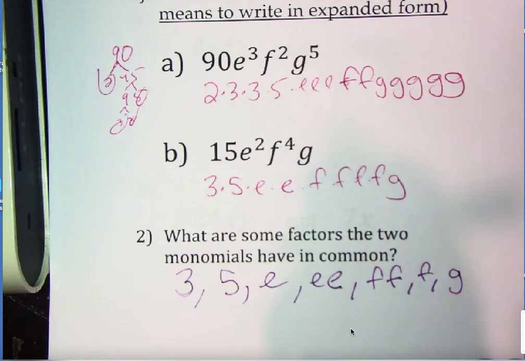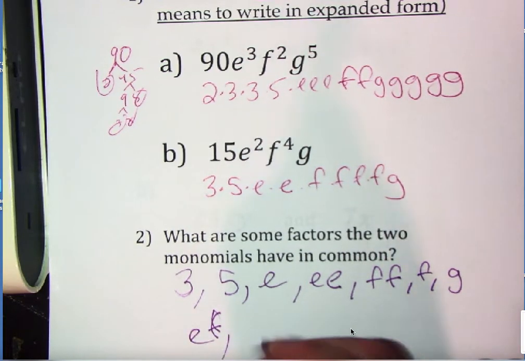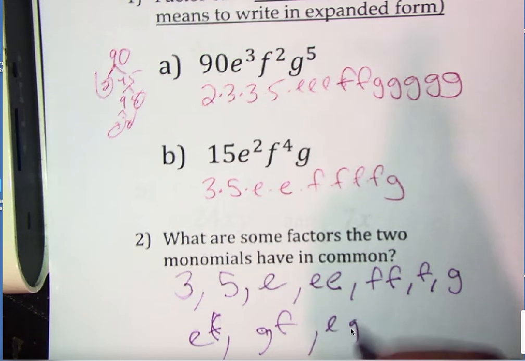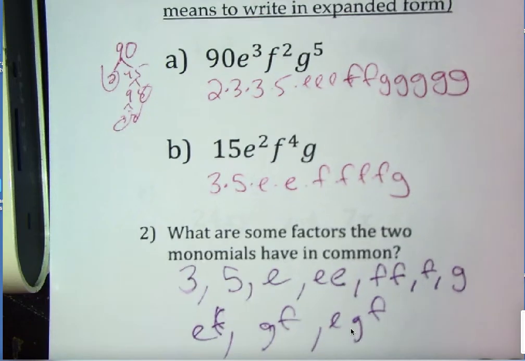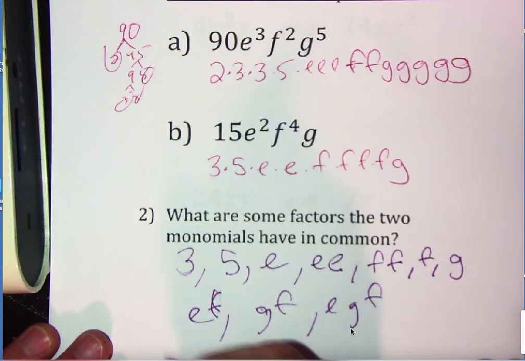So there you go. They have a ton in common, right? They have all of these, plus maybe they have EF in common. Oh my God. They have GF in common. They have EGF in common. They have so many things in common, right? We could probably list them all. It would take a while, but we don't want to list all their common factors, right? We've been focusing on finding the greatest common factor. So let's try to find the GCF here.